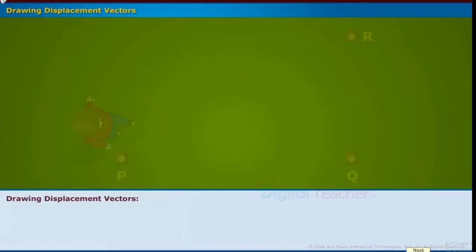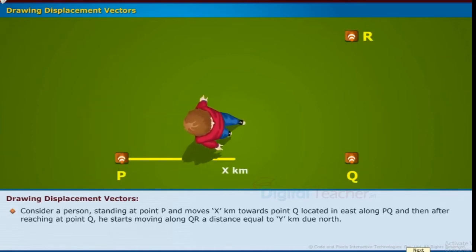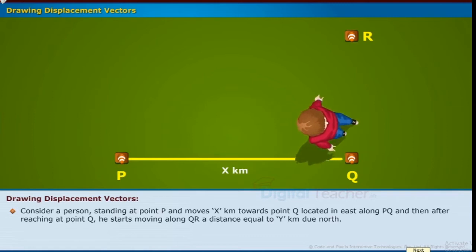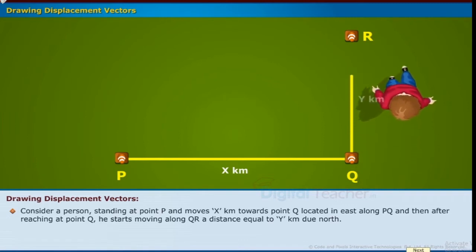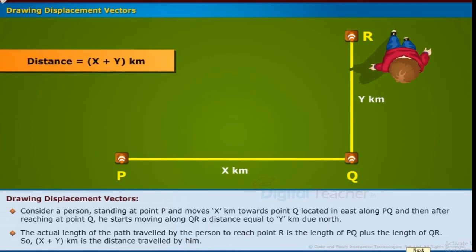Drawing displacement vectors. Consider a person standing at point P who moves x kilometers towards point Q located in the east along PQ, and then after reaching point Q, he starts moving along QR a distance equal to y kilometers due north. The actual length of the path travelled by the person to reach point R is the length of PQ plus the length of QR. So, x plus y kilometers is the distance travelled by him.